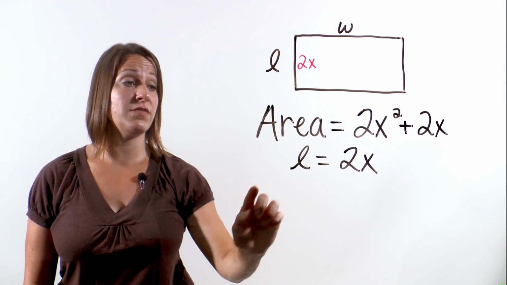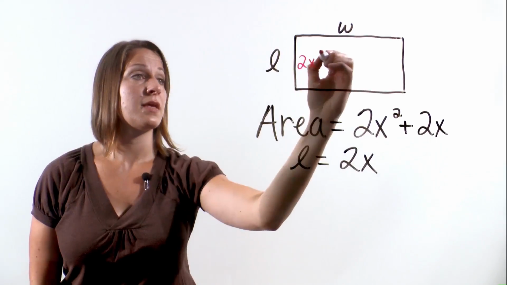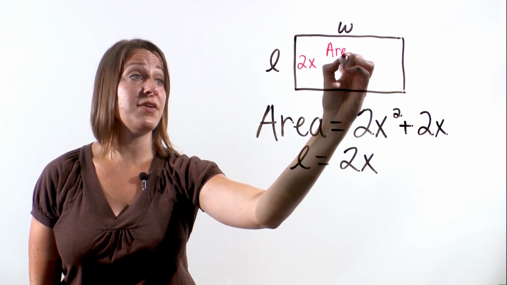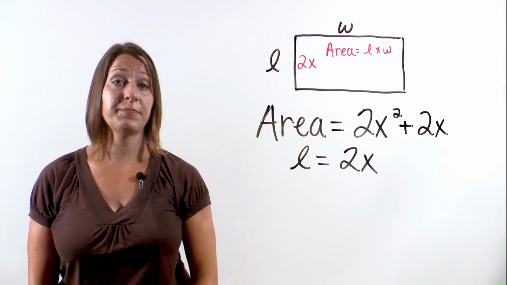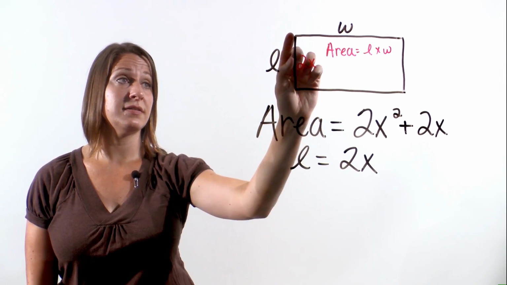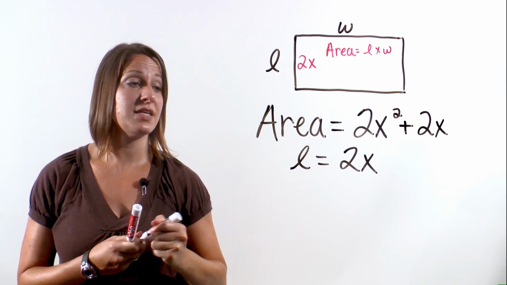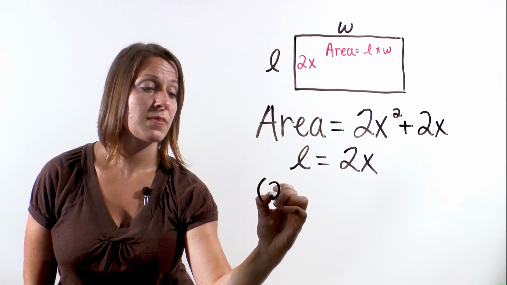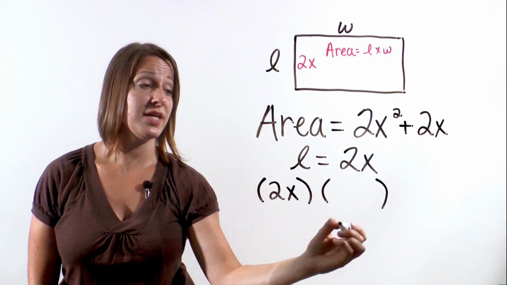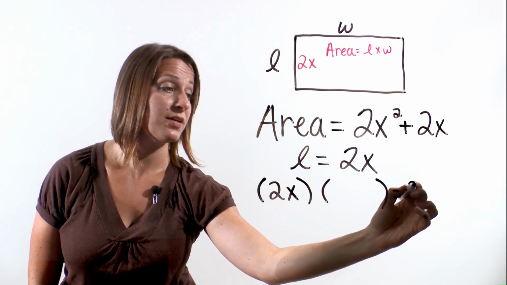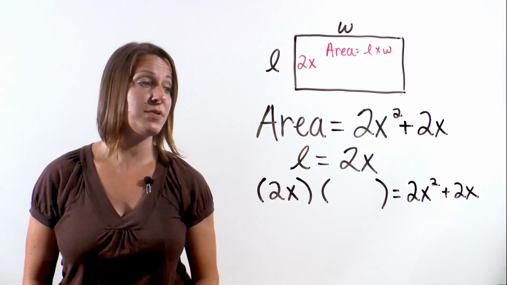We're going to use the information of our area to help us figure out the width. Now, if you can remember back to your geometry courses, the area of a rectangle is length times width. So it's this side times our width. So right now, we have a length of 2x. So this is 2x times something, which is our width, equals the area 2x squared plus 2x.